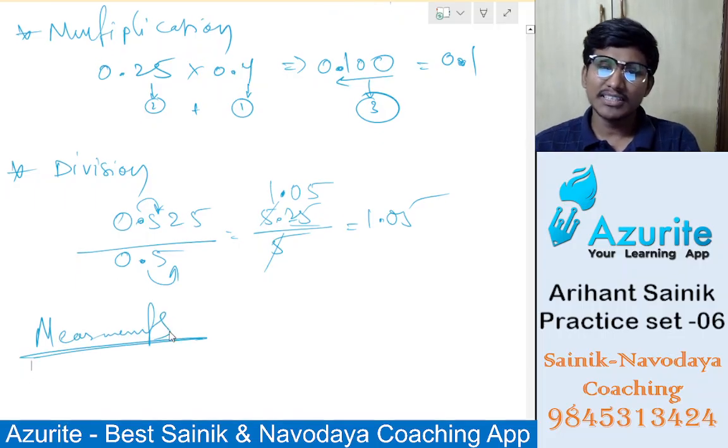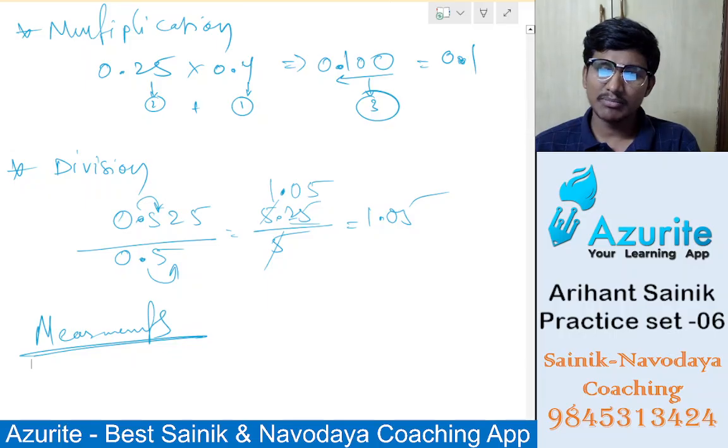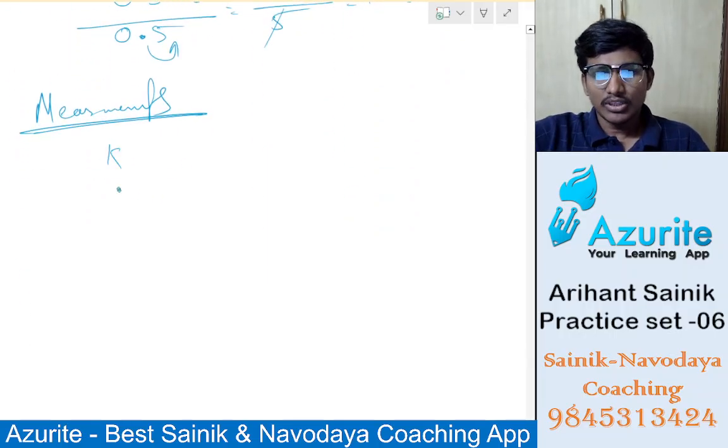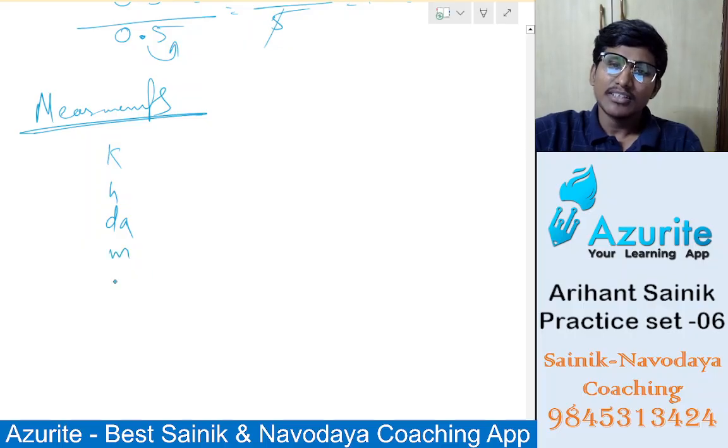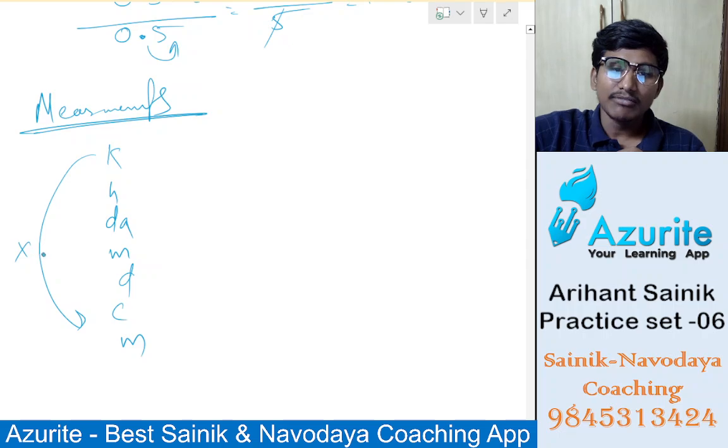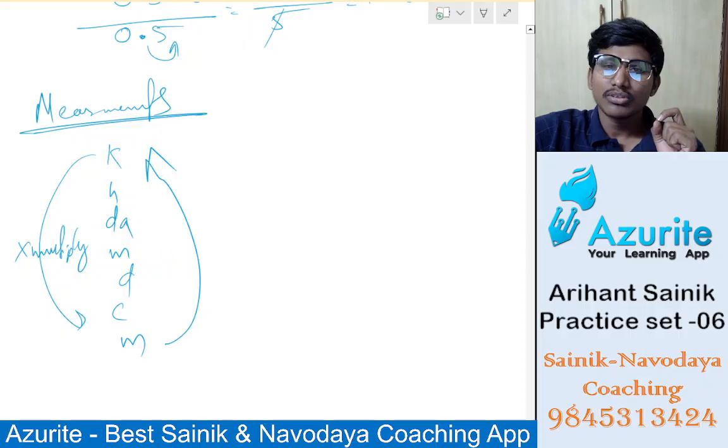We have to remember the measurements table. What is the measurements table? Kilo, hecto, deca, meter, deci, centi, milli. So when you go from big to small, kilo to milli, what do we have to do? We have to multiply. When you go from small to big, we have to divide. Understood?